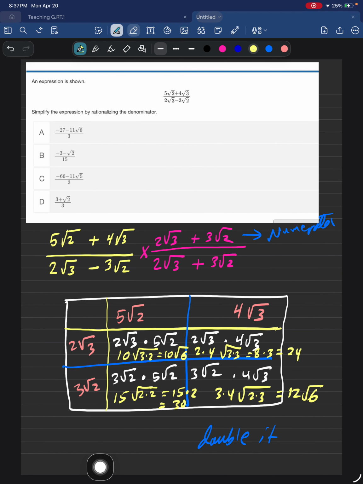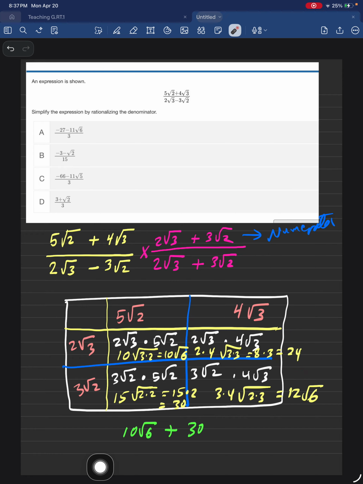We take now all the results that we reach, and we add them together as follows. So the first one, which is 10 square root of 6, like this. So 10 square root of 6. The second thing, as you see here, is 30, so we have plus 30. Then we take 24, so we add 24. And we end up with 12 square root of 6. So as you have here, plus 12 square root of 6.